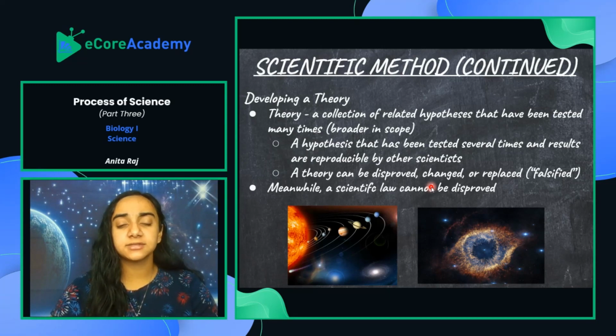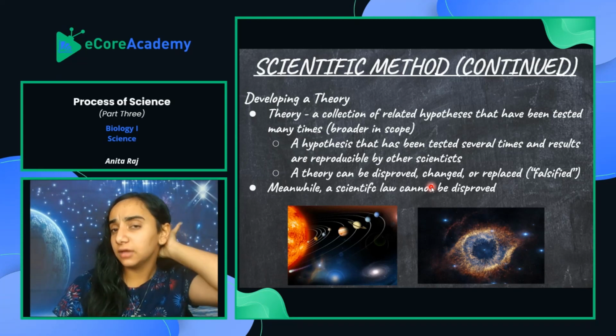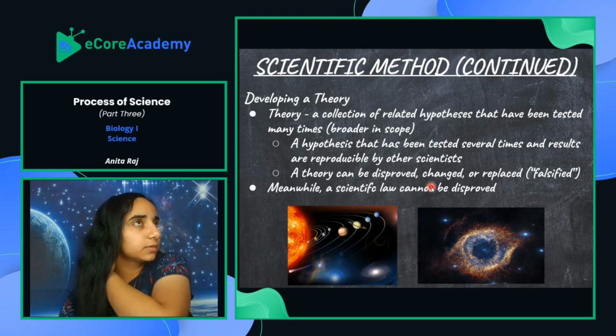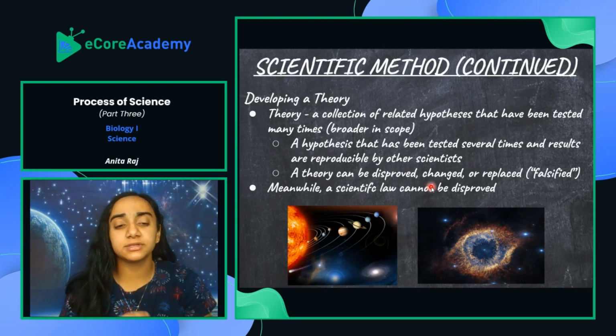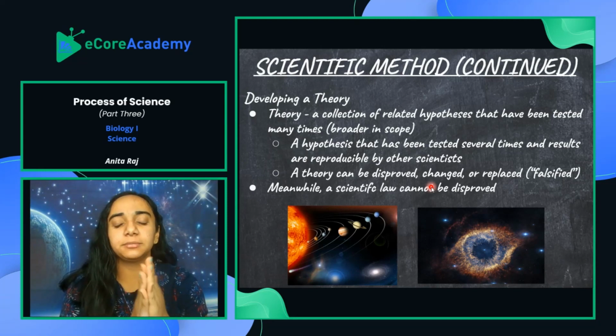And a theory, in essence, is a collection of related hypotheses that have been tested many times, so they're broader in scope. So usually you'll have a topic, and then you'll have many scientists who have done experimentation on that topic because it's probably a significant topic, and then they've done many experiments of their own, but somehow all of these hypotheses are related, and they all end up leading to one conclusion.